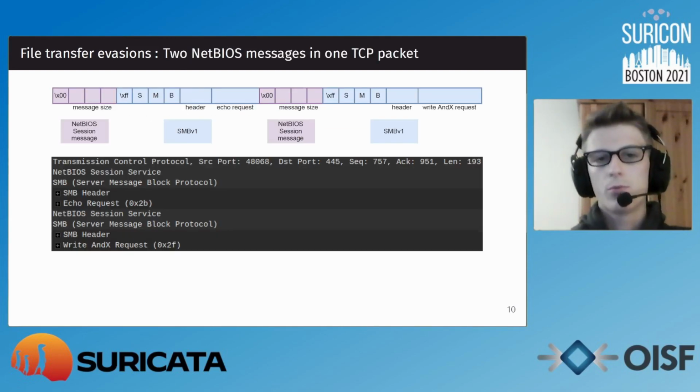Then we tried to merge two different NetBIOS messages in one TCP packet, because the Microsoft SMB server can parse these two different messages and process them. And we wanted to know if Suricata could do the same and analyze these two messages separately. So we just merged these two packets and sent them to the server, and it appears that Suricata was not evaded, and so it could analyze these two pieces of the packet.